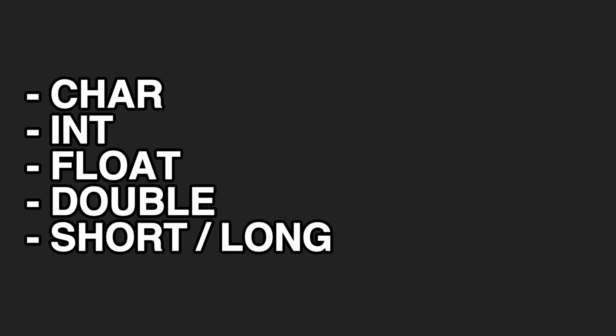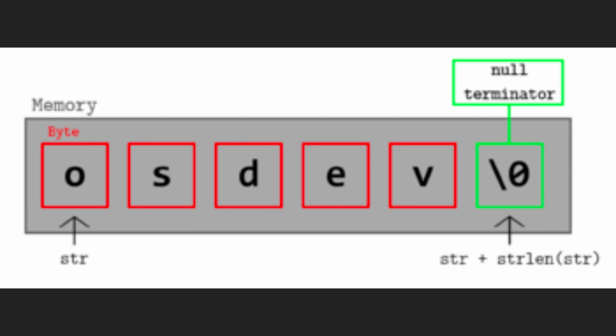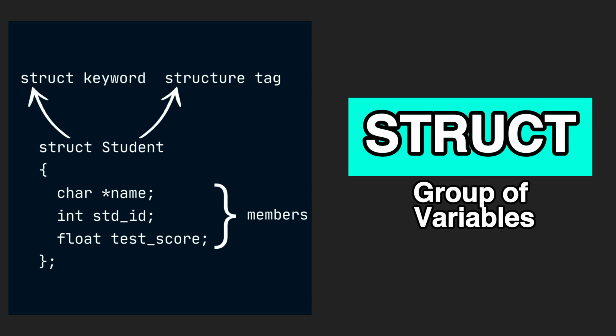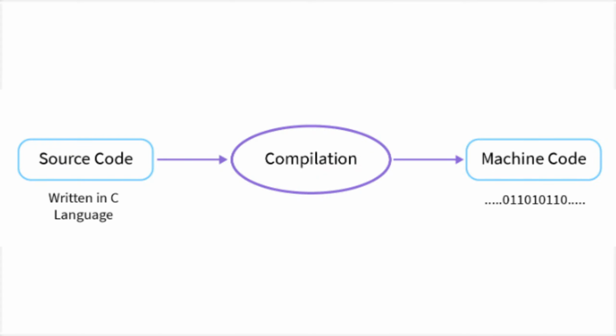While C has a few basic types, it doesn't have a dedicated string type. Instead, strings are arrays of characters terminated by a null character. You can create strings using pointers, and remember to free the memory when you're done to prevent memory leaks. Though C is procedural and doesn't support object-oriented programming, you can still create complex data types using structs. Once your code is ready, compile it into machine instructions for your OS, and you're good to go.